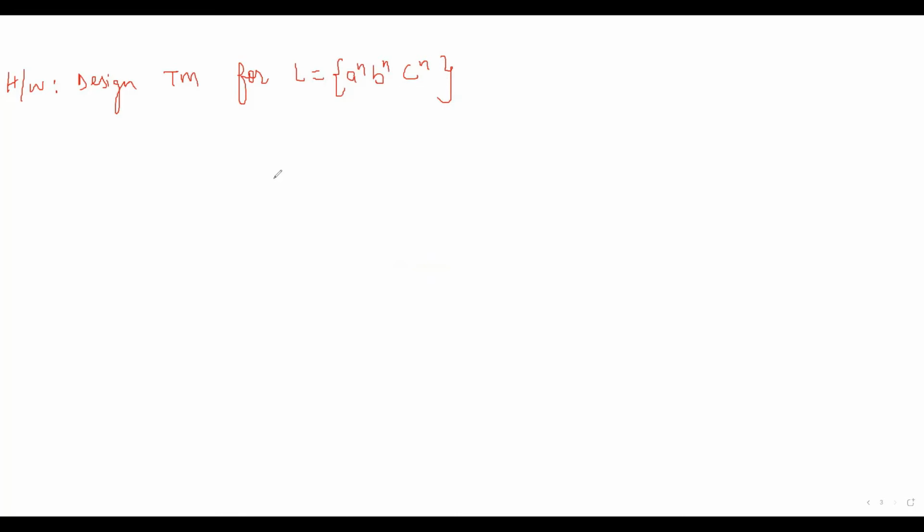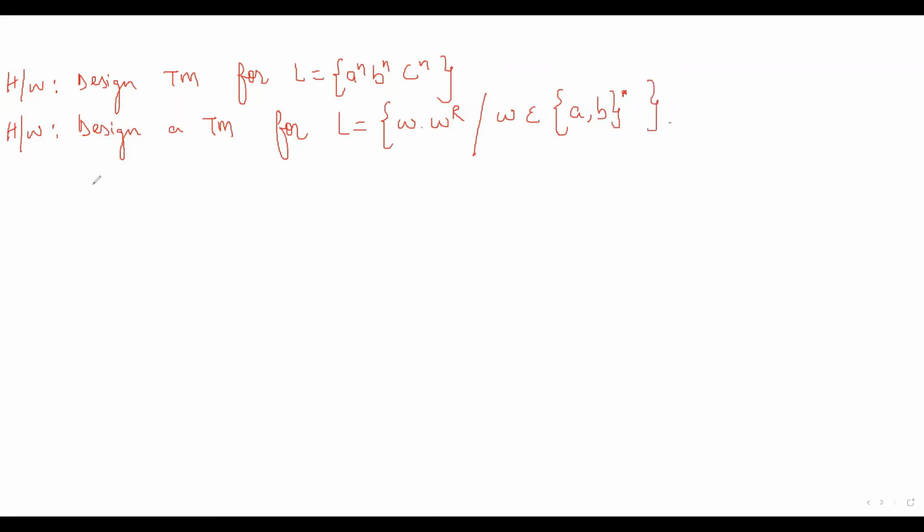Another homework for you is that you have to design a Turing machine for L is equal to W dot W^R such that W belongs to {a, b}*. This is also your homework.